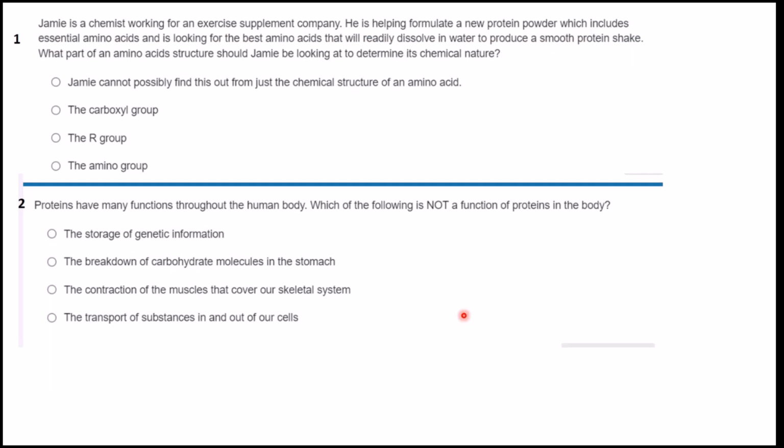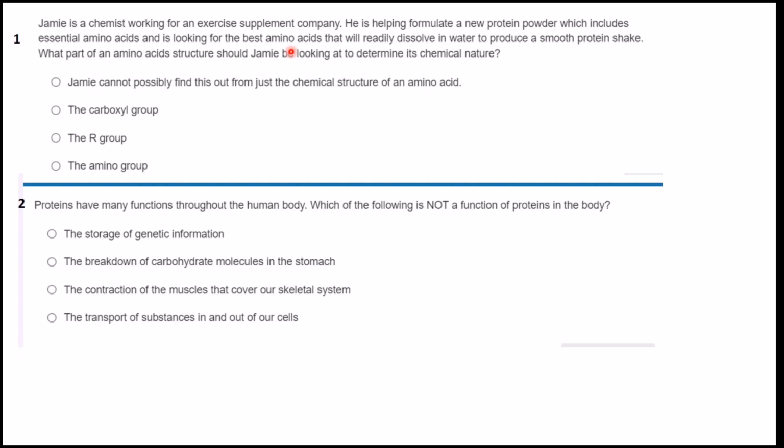All right. Anybody to read this one? Jamie is a chemist with an exercise supplement company. He is helping formulate a new protein powder which includes essential amino acids and is looking for the best amino acids that will readily dissolve in water to produce a smooth protein shake. What part of an amino acid structure should Jamie be looking at to determine its chemical nature?